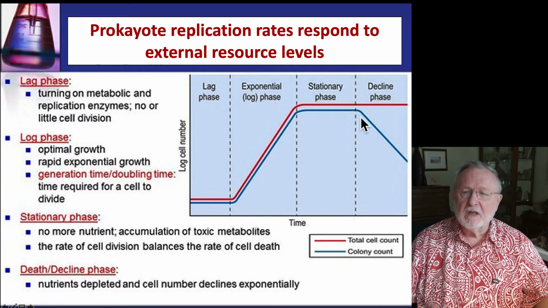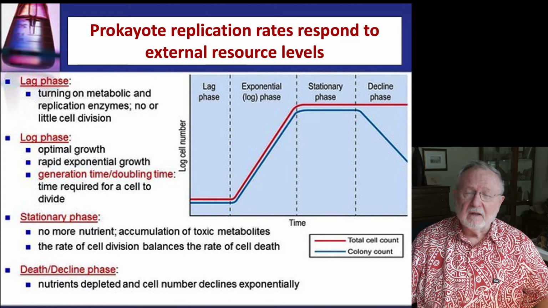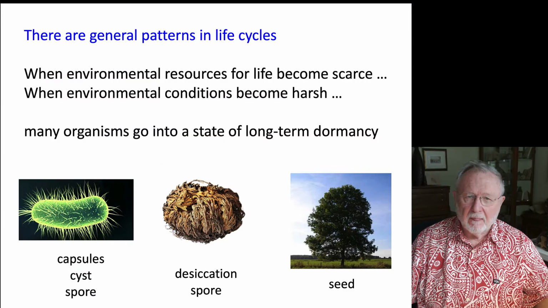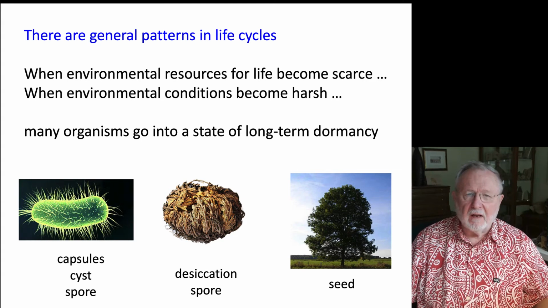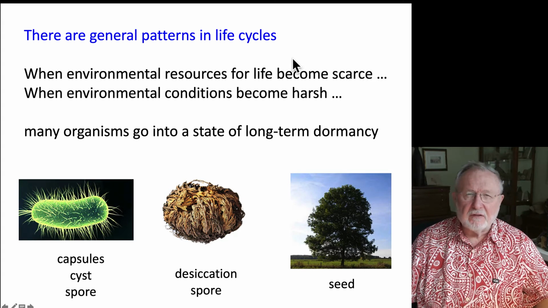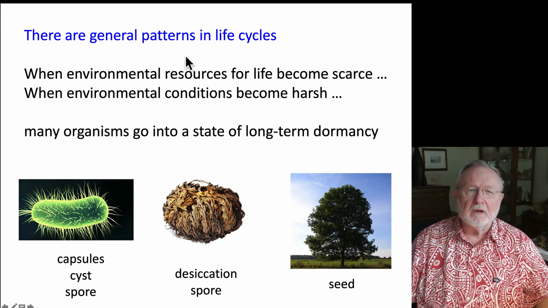And then we have a stationary phase when the organism has essentially run out of nutrients and is static, not dividing very much. We can also have a decline phase in which there are no more nutrients, cell numbers decline, and the prokaryote goes into a resting stage. This is very analogous to the general patterns of life cycles that we find in all organisms.